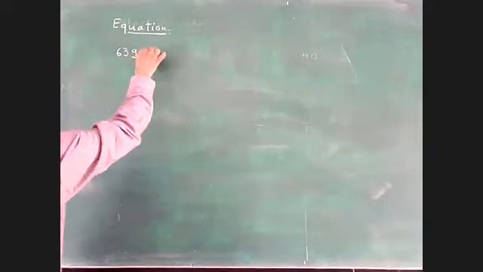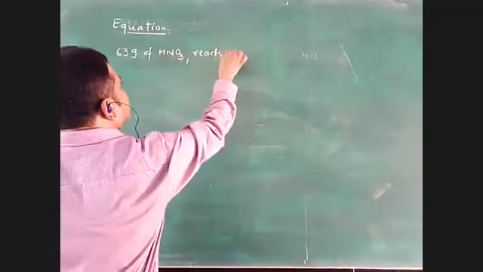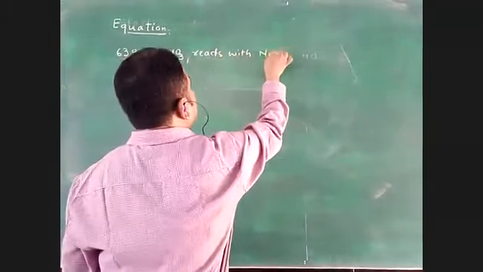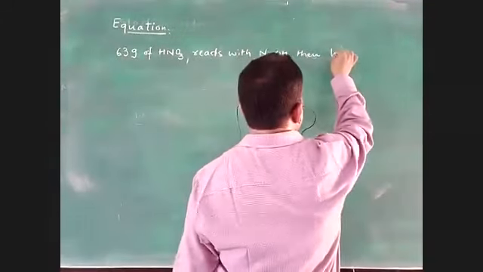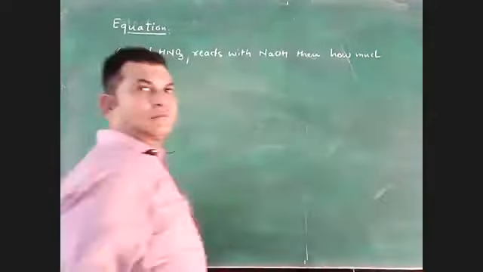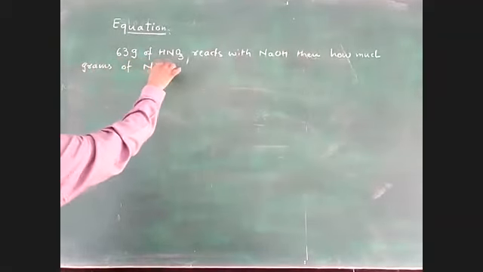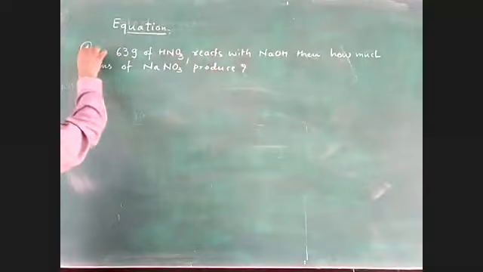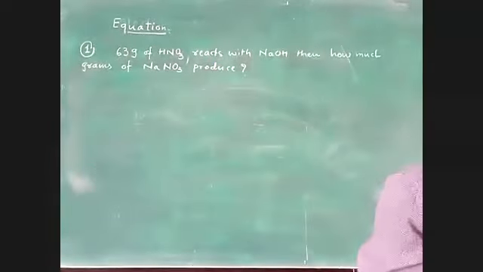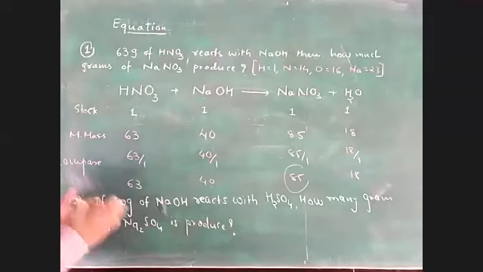The question is: 63 gram of HNO3 reacts with NaOH, then how many gram of NaNO3 is produced? The first question we have started is this. When 63 gram of HNO3 is given, that means here we get 63 gram. Now how did we get 63 gram?